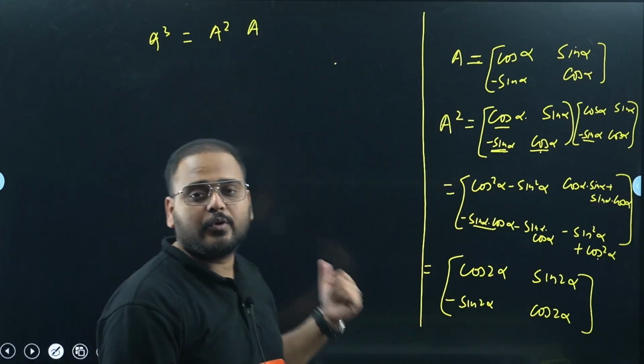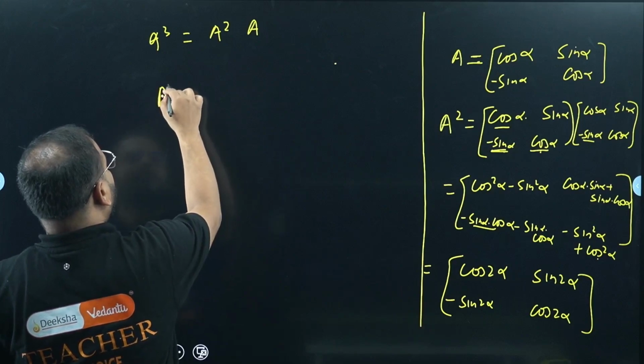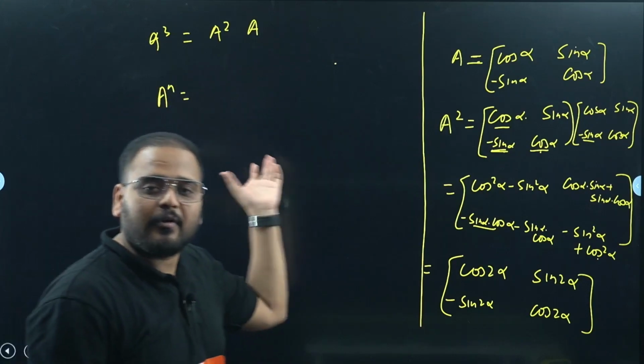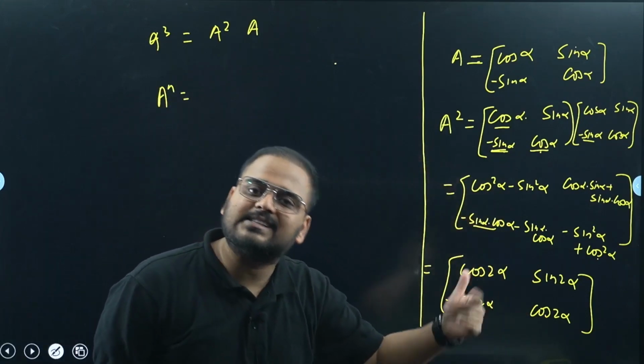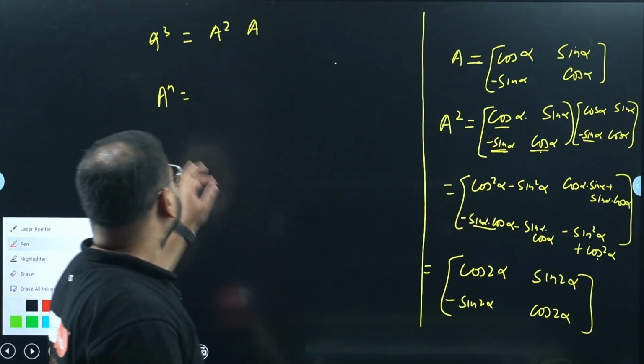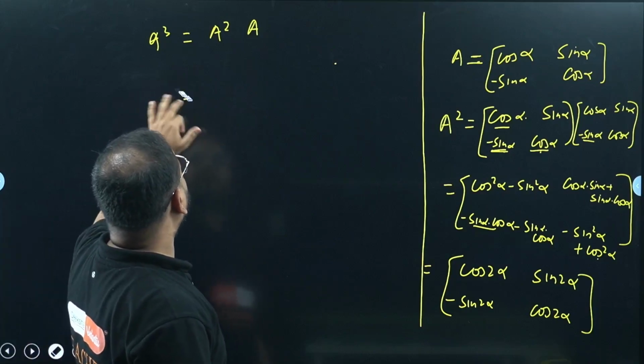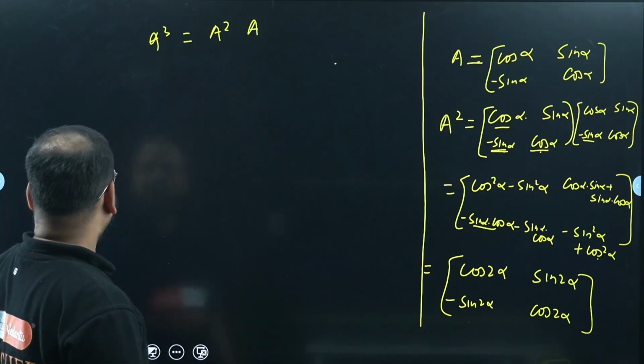So what are we trying to do here? We are trying to reach the general formula. Means what is A power n going to be? If I know the A power n expression, I can put n as 10 and get our result, right? That's what we are trying to achieve here. I hope you understand.